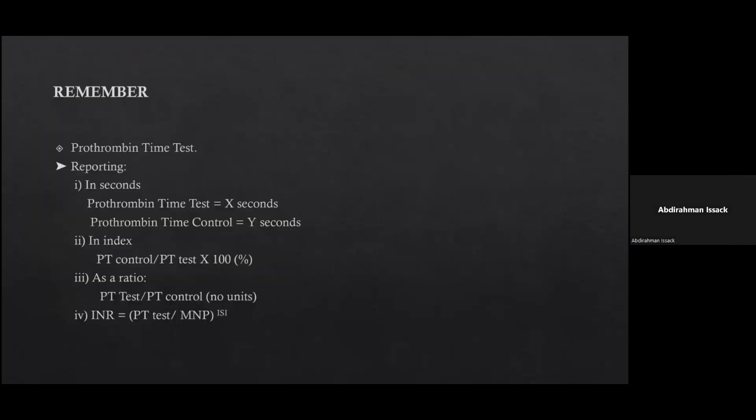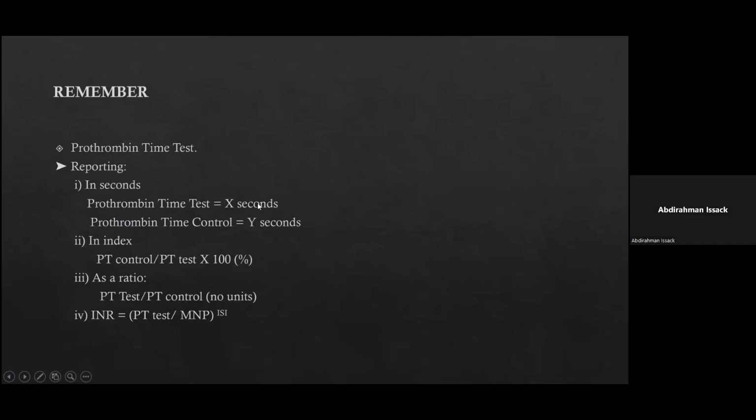Okay. Here I was just trying to show the prothrombin time. You can be asked about the prothrombin time. You can be asked what the ways of reporting are, especially. There are four methods: in seconds, in index, in ratio, and in INR. You can be asked any of those. Especially they like to include ASCO here as one of the choices, which is wrong.